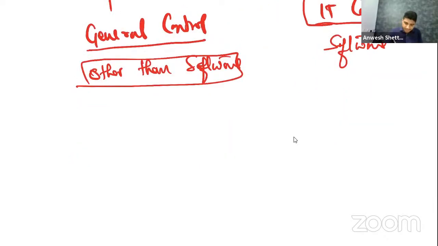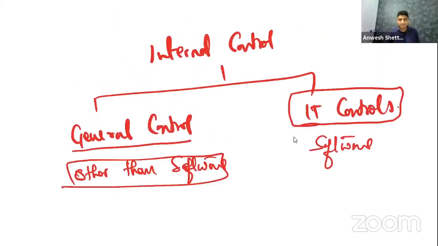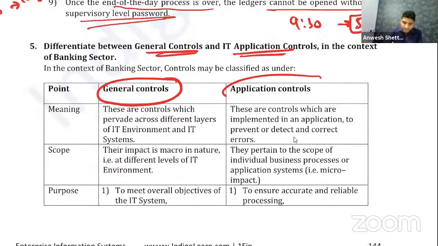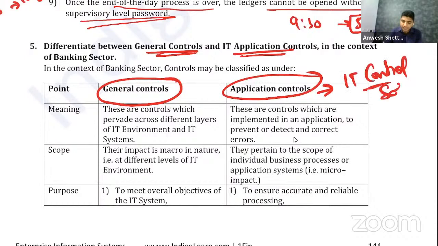Now, for example, let us say, we'll just discuss directly. Let's go to the question. So they are talking about general controls and application control. Application control is nothing but IT control or software control, whatever it is. So everything to do with the software or technology part. So here, general controls. Let us talk about general controls first. So here we are talking about these are controls which pervade across different layers of IT environment and IT systems.